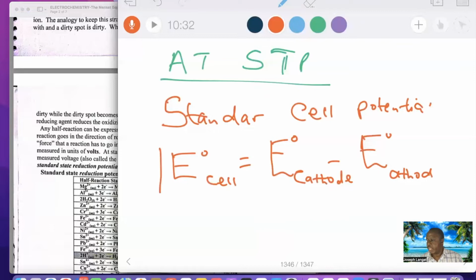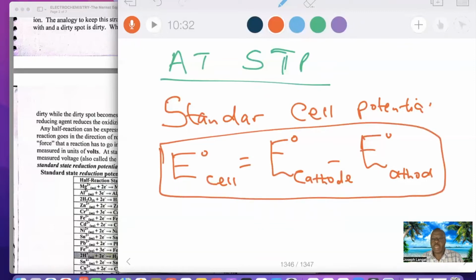standard cell potential. It is the cathode minus the anode. This should be anode. Let's make sure you can write anode. That's how you use this equation for standard cell potential. You'll be using this equation.